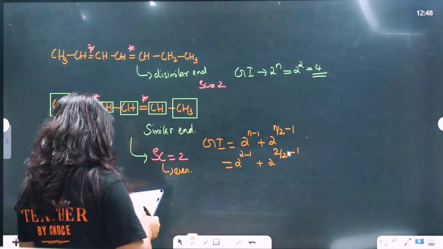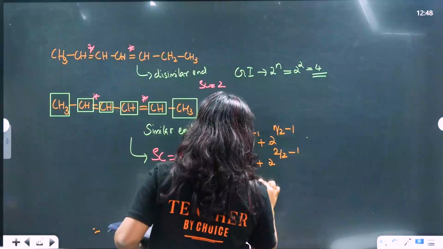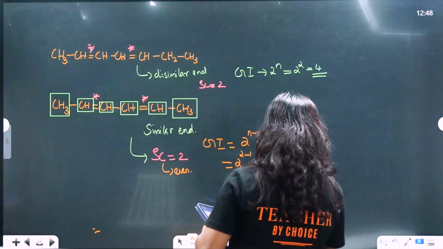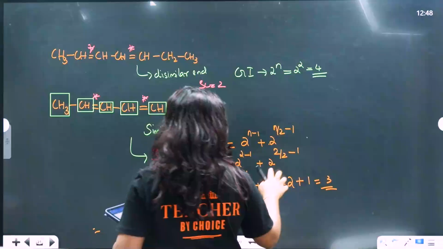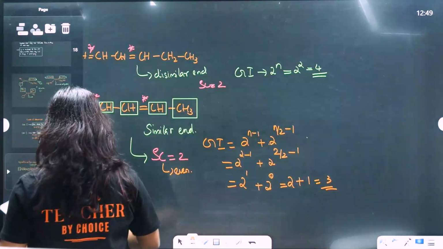Next question. Okay, the formula: 2 raised to 1 plus 2 raised to 0. 2 raised to 0 means it is 1, so 2 plus 1, which is 3. Now I will give you one more example.